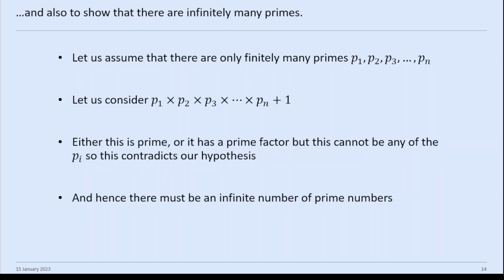So, now what is this number? It could be a prime number. If it's a prime number, it's a new prime number because it's bigger than all the others. So it's out of our list, which contradicts our hypothesis.